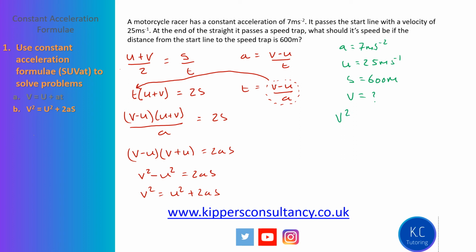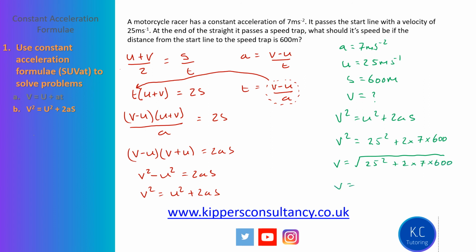So we can see here that we would use v squared equals u squared plus 2as. And we substitute the information from the question into the formula, which gives me v squared equals 25 squared plus 2 times 7 times 600. So the final velocity is equal to the square root of 25 squared plus 2 times 7 times 600. And when we put that into a calculator, we end up with 38 meters per second to 2 significant figures.